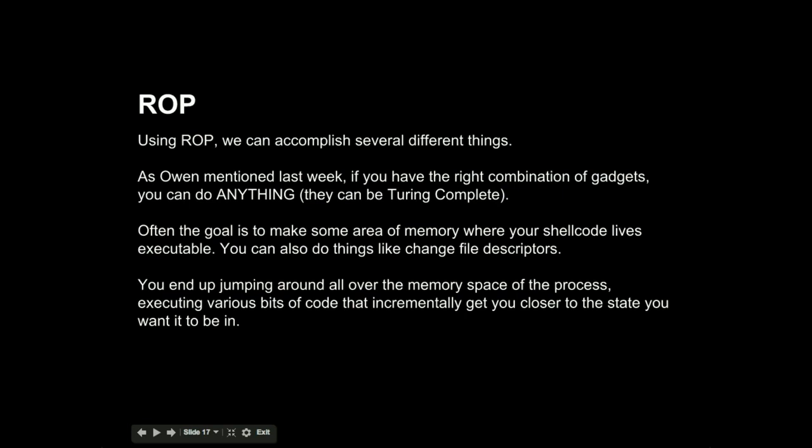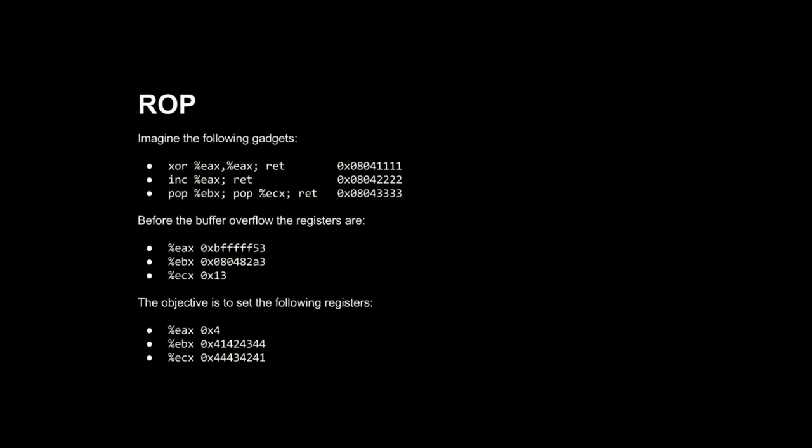So with ROP, like we said before, these instructions can exist anywhere in executable memory, so they're either in the library mapping space that has all the libraries loaded, or in where your program's binary, the text segment, got loaded into memory. So you just jump around in code, getting incrementally closer to your stated goal, right? Let's look at an example of that.